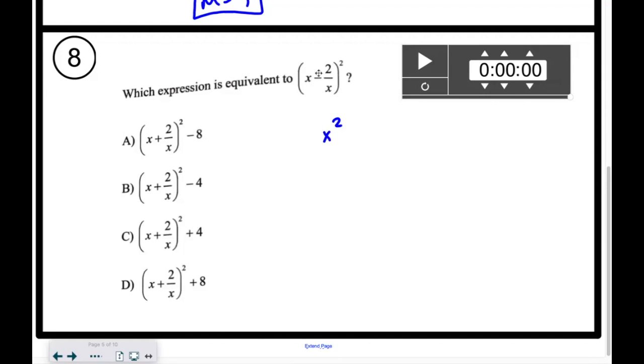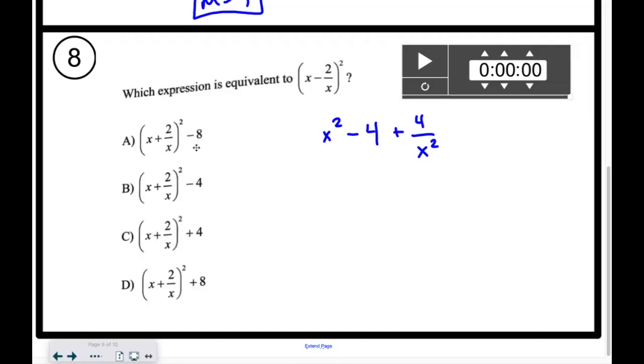Well, x times -2 over x is just -2. And when you double that, you get -4. Then you square the last term. Well, squaring this is positive 4 over x squared. So that's what this one gives us.